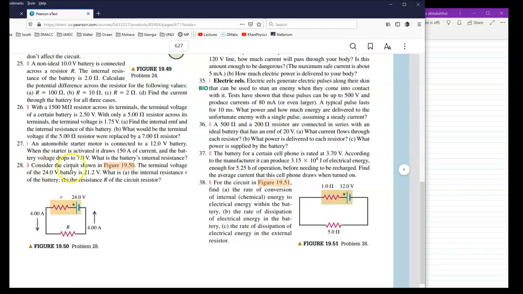So he said, consider the circuit shown. The terminal voltage is 24. Oh, okay, so this is not the EMF. I'm sorry, I've read it wrong. The terminal voltage of the 24-volt battery is 21.2. I should have read it that way. So the 24 here is the EMF, and the terminal voltage is 21.2. The terminal voltage is always less than the EMF. Remember that, and I hope it makes sense to you.